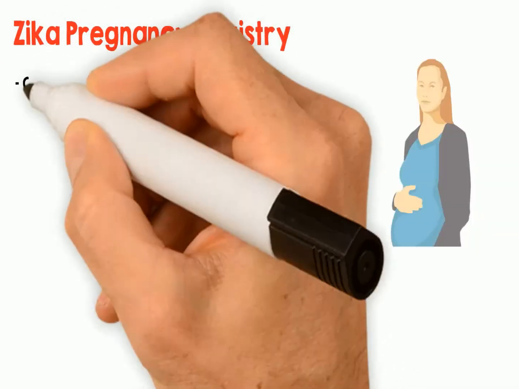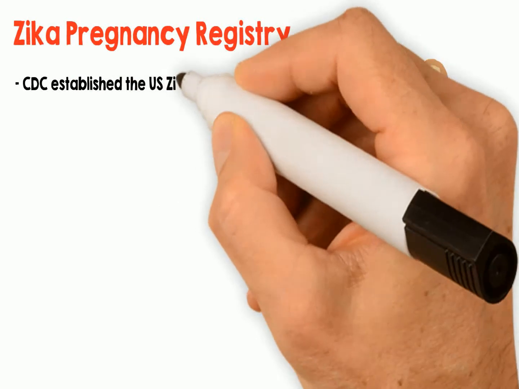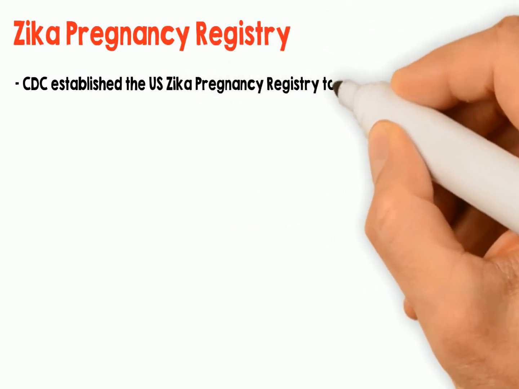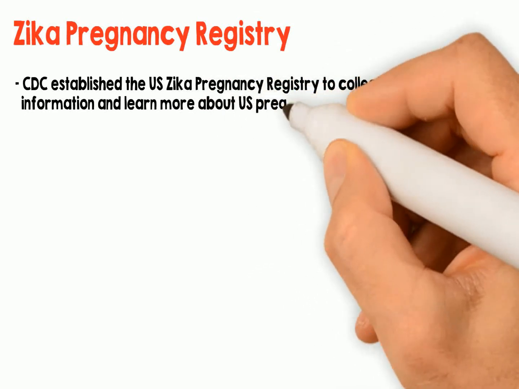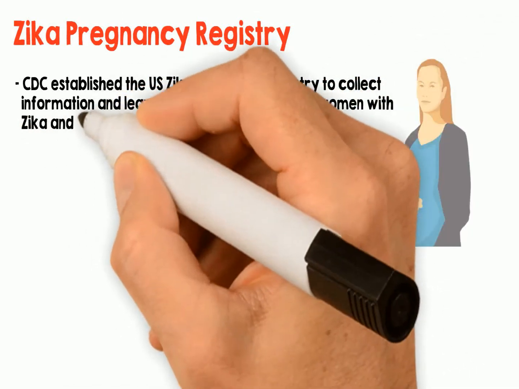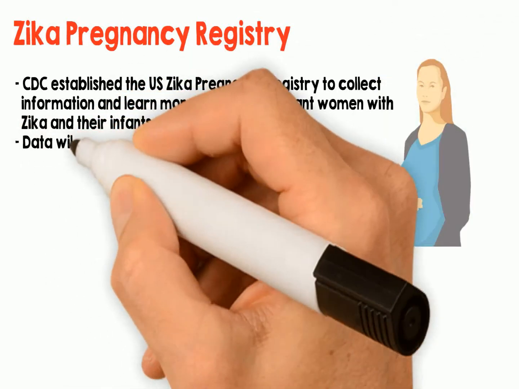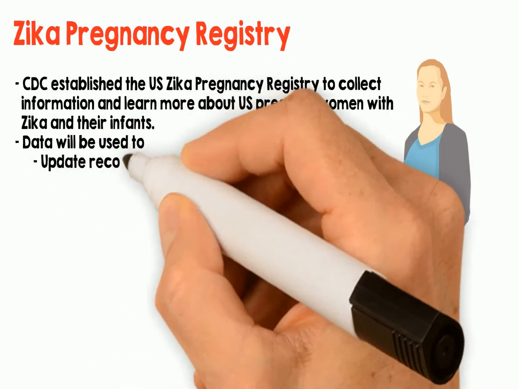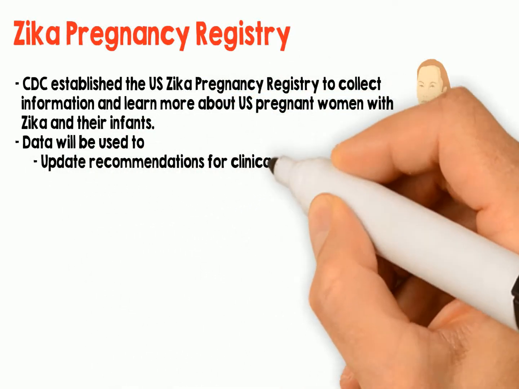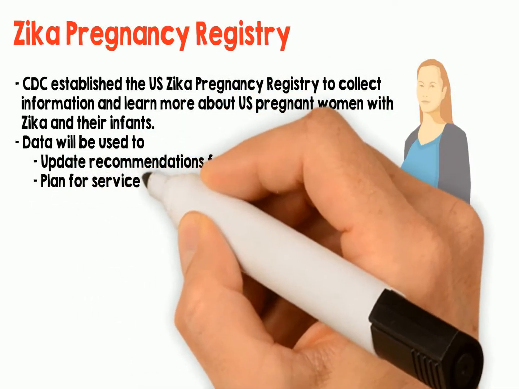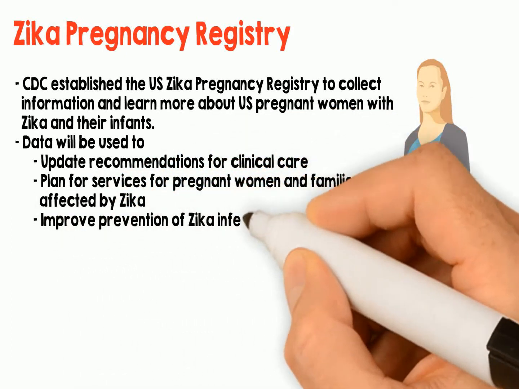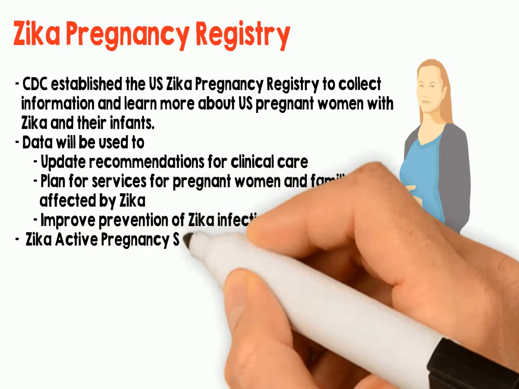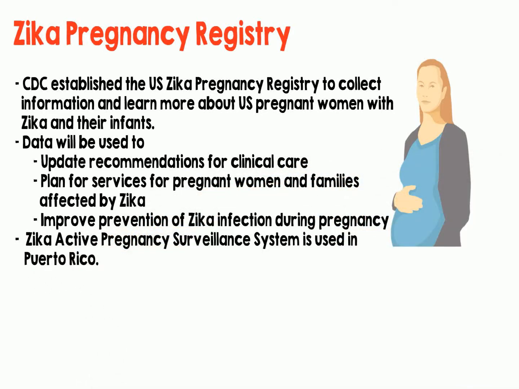Zika Pregnancy Registry. CDC established the U.S. Zika Pregnancy Registry to collect information and learn more about U.S. pregnant women with Zika and their infants. Data will be used to update recommendations for clinical care, plan for services for pregnant women and families affected by Zika, and improve prevention of Zika infection during pregnancy. The Zika Active Pregnancy Surveillance System is used in Puerto Rico.